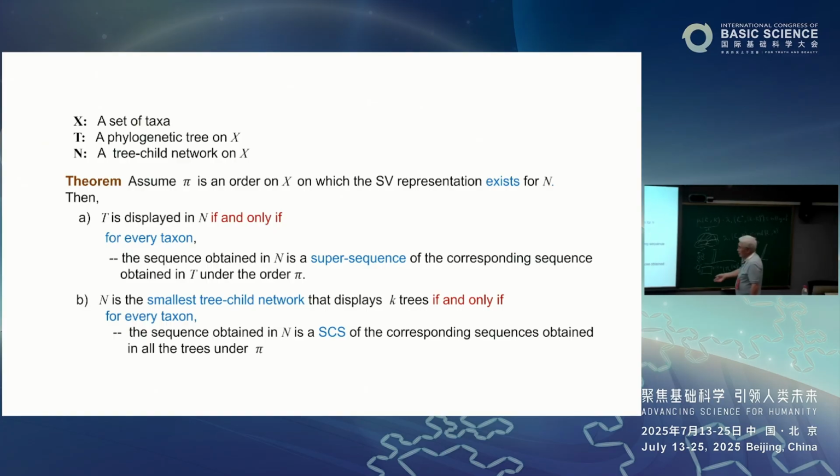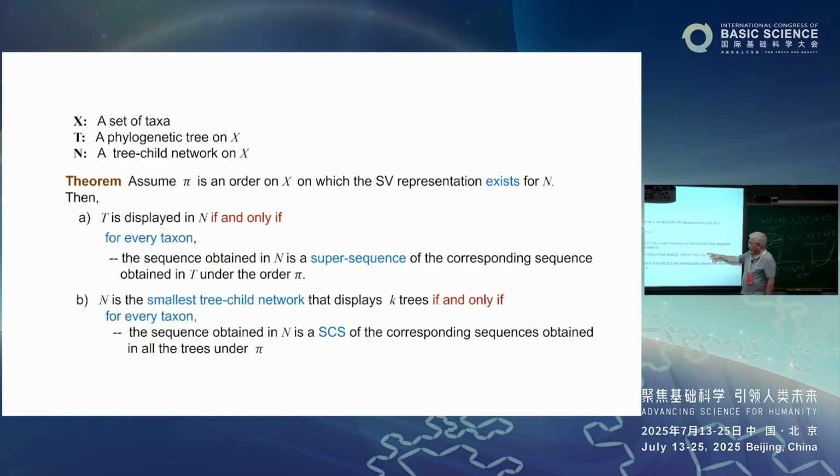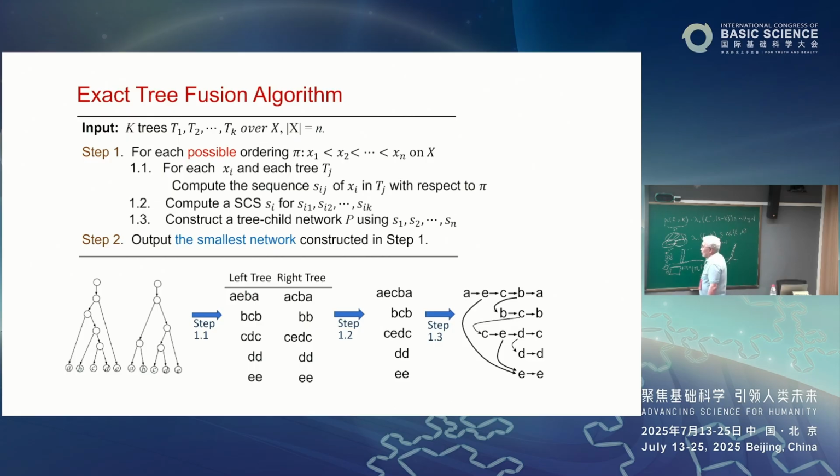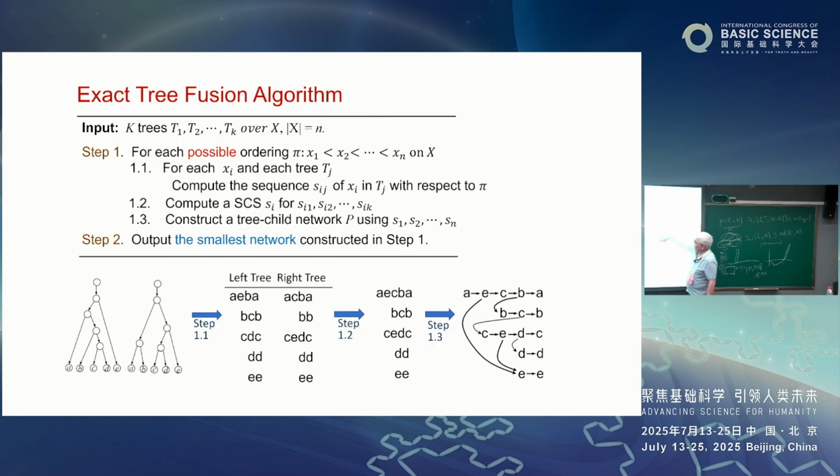We can also prove this: N is the smallest tree child network that displays the K trees if and only if for every taxa, the sequence obtained in the network is the shortest common supersequence of the corresponding sequences obtained in all the trees under the pi. Okay, this is the only theorem we need. So from there, we can build the network. We solve the tree fusion problem using this algorithm.